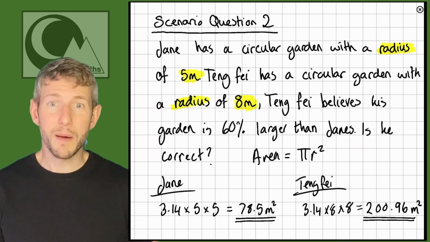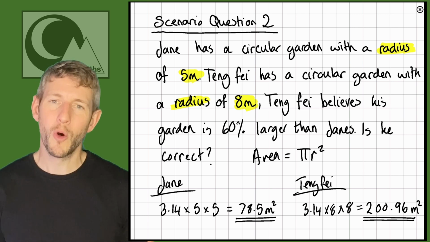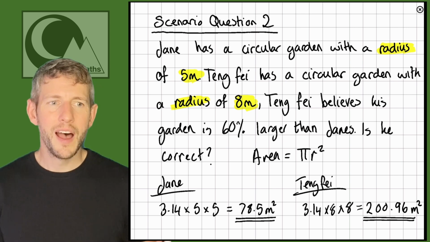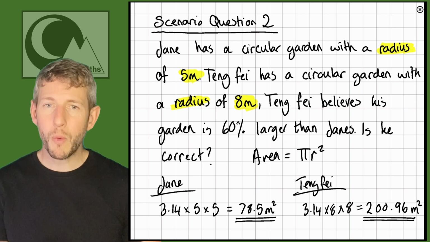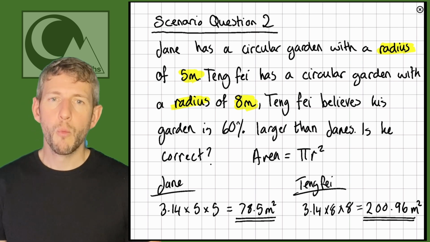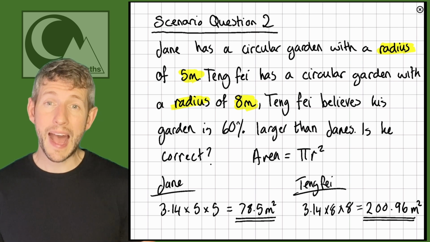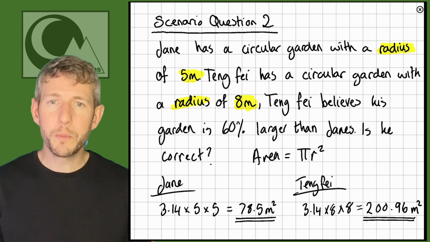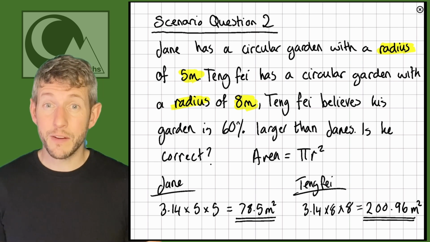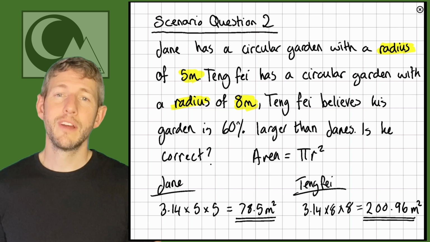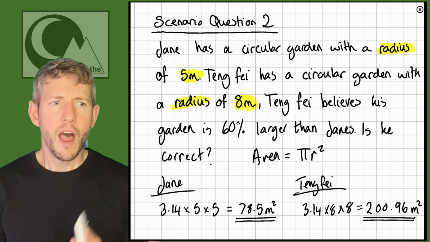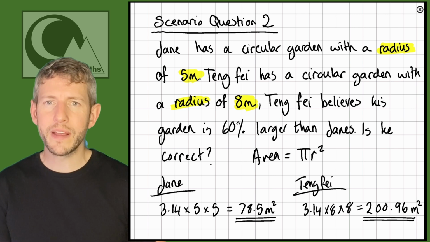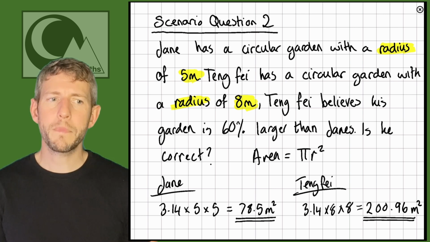Okay, so we can clearly see that Teng Fei's garden is more than 60% bigger than Jane's because it's more than double the size, which means it's definitely more than 100% bigger. But we do need to prove it. Okay, so there's different ways that we could prove this. One way is to work out how much bigger it is, or another way would be to work out 60% of Jane's garden, add it on, and show that that is smaller than Teng Fei's garden.